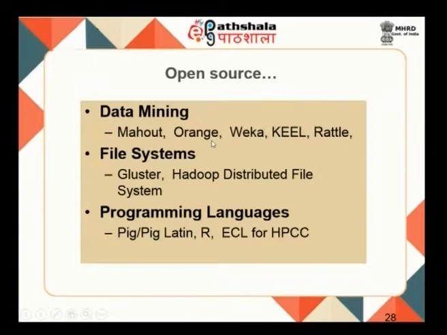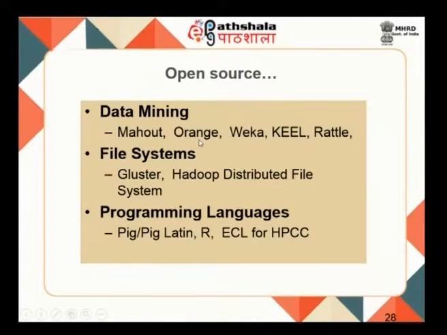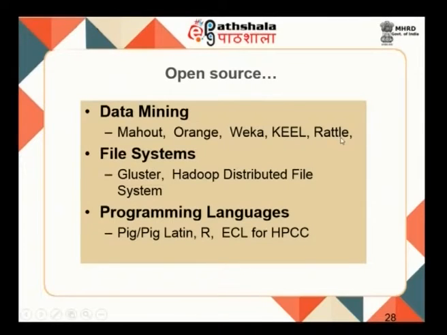Then for data mining we have Mahout and Orange, and in recent days many people have identified Orange as a key tool which provides good visualization and also many inbuilt algorithms for novice users as well as expert users in the data mining domain. A well established and well proven tool is the Weka tool, then we have the KEEL tool and then Rattle. Rattle is based on the R language, and it makes R language analysis easy for the purpose of learning.